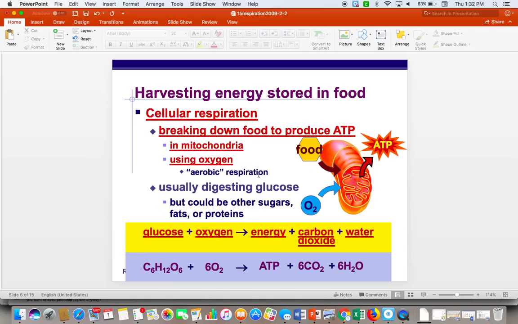So here we go with respiration. Notice that the formula is the opposite of what we used in photosynthesis. So this time we start with glucose and oxygen, and then we're going to end up with carbon dioxide, water, and ATP. So everything on this side of the arrow is called a reactant or a substrate. Everything on this side is called a product.